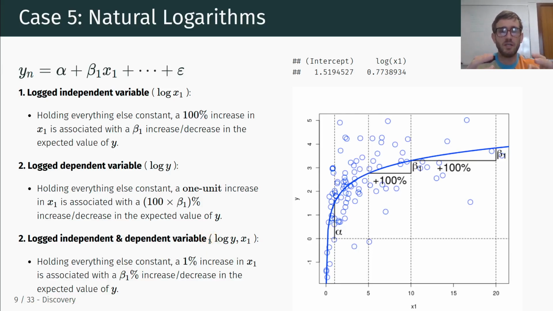Now, when we have a logged independent and dependent variable, then both have to be interpreted as percentages, so to speak. So as soon as we have this type of log-log model, both y and x are logged, we interpret this as follows. Holding everything else constant, a 1% increase in x1 is associated with a beta 1% increase or decrease in the expected value of y. So now x1 changes in terms of percent, and the coefficient is the expected change in y, again in percent. And that's because both the dependent variable and the independent variable are logged.